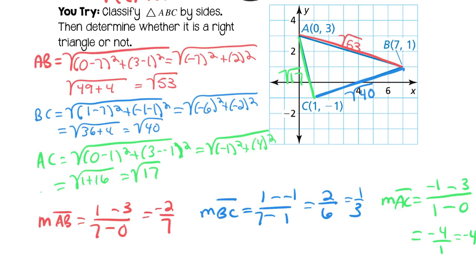All right, so hopefully we ended up getting these same side lengths that I have. So AB should have been the square root of 53. BC should have been the square root of 40. And then AC was the square root of 17. So since all three side lengths are different, this would be a scalene triangle.